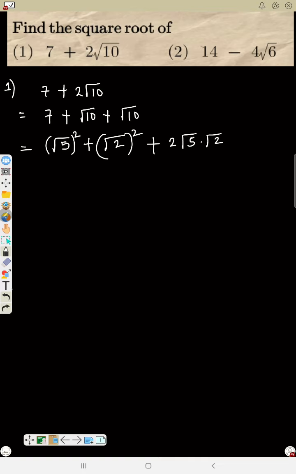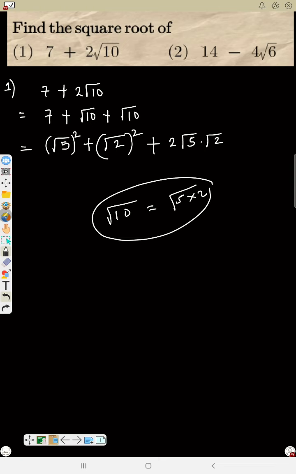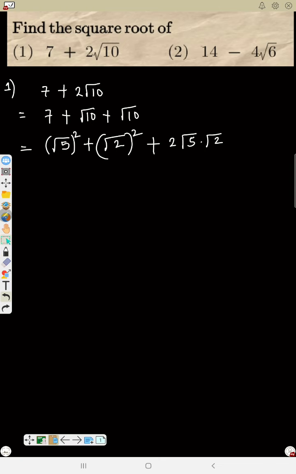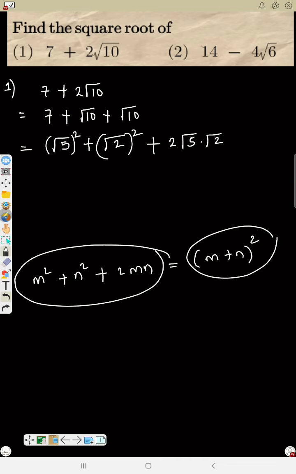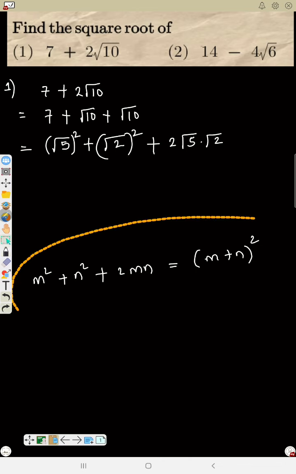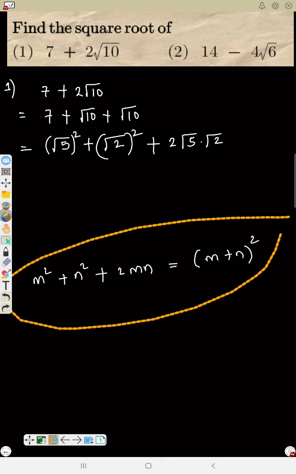So I'll do it this way, because root 10 is equal to root 5 times 2, which is root 5 times root 2. So now we will need to change this. The technique I'm using is m square plus n square plus 2mn is equal to m plus n square. So that means if you have m plus n square, you can expand it to be this. So that is the technique we are trying to use here. So this method, you'll be doing many things often. So I'm just using it to show we can still simplify.